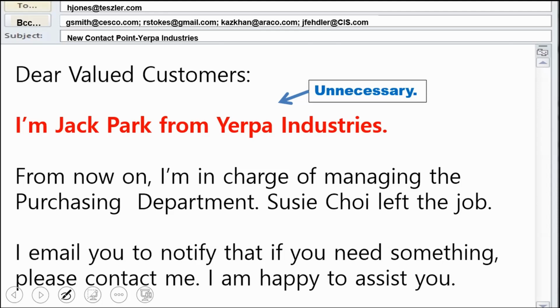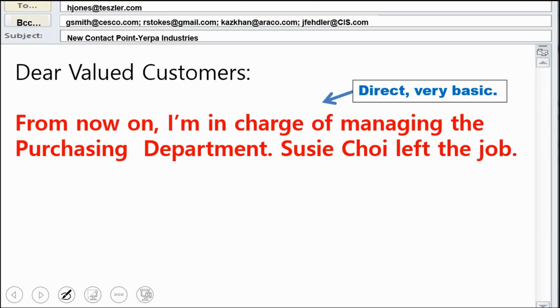So what is the message? It says, from now on, I'm in charge of managing the purchasing department. Susie Che left the job. Okay, this is very direct. It's very basic language. I mean, it's simple language, but it's probably a little too direct, and it's not very appropriate. Susie Che left the job. It sounds a little elementary. It doesn't sound very professional this way. So I'm going to suggest a few alternatives that you can use instead of this.